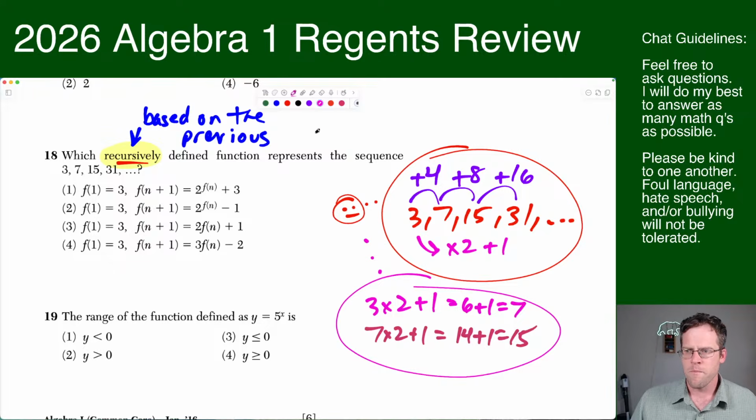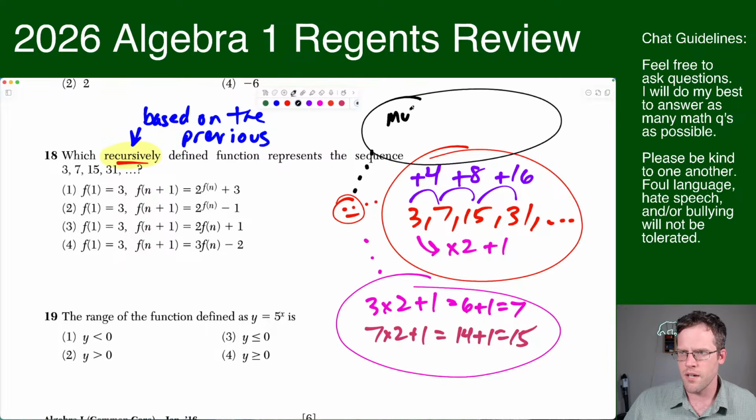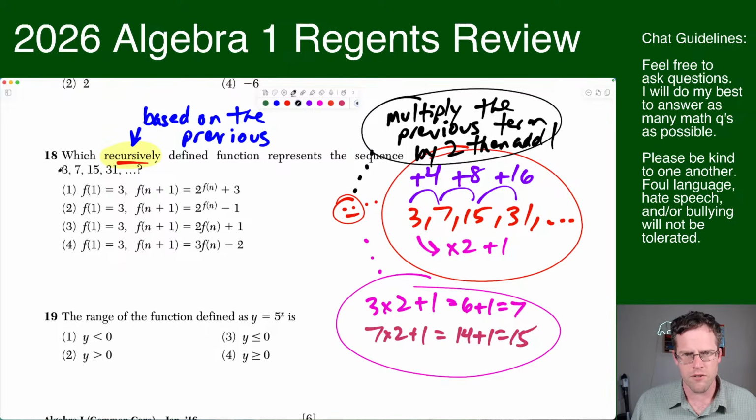But you see what's going on is we multiply the previous. So now I put it in words: multiply the previous term by 2, then add 1. To get the next thing, I have to multiply the previous thing by 2 and then add 1. So I look here, and it looks like choice 3 right away. See, 2 times the previous term plus 1.